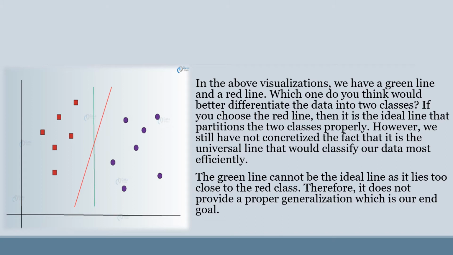However, we still have not conquered the fact that it is the universal line that would classify our data most efficiently. The green line cannot be the ideal line as it lies too close to the red class. Therefore, it does not provide a proper generalization, which is our end goal.